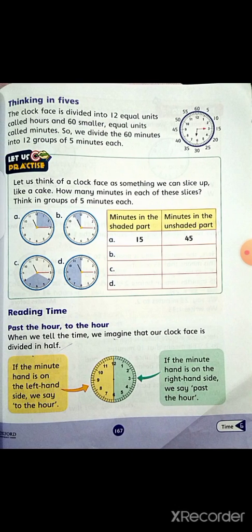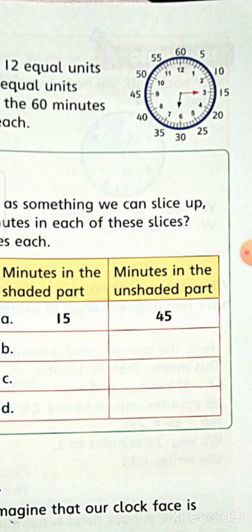Now open your book, page number 167. Thinking in fives. As you know, 1 hour is equal to 60 minutes. There are 12 intervals on the clock: 12, 1, 2, 3, 4, 5, 6, 7, 8, 9, 10, 11, and 12. And there are 5 minutes in each interval. So 1 hour is equal to 60 minutes.